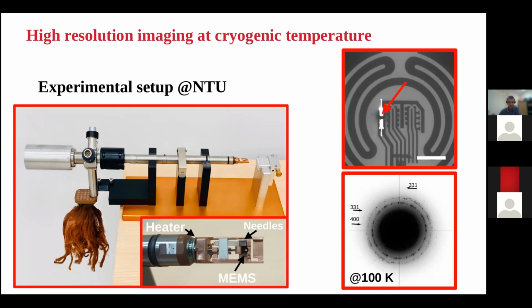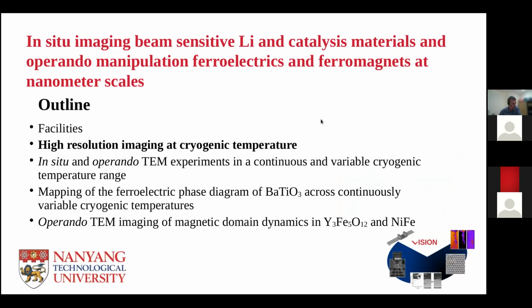On the top right image, you can see a magnified image of the MEMS chip. The omega-shaped lines are used to control the temperature. We pass electrical current through the lines, and we can control the temperature by the Joule effect. And the red arrow points to where we place the TEM lamella, and I will come back to that in a few slides. So after the introduction of this holder, let's look at what we can get and what types of experiments we can do using this dedicated holder.